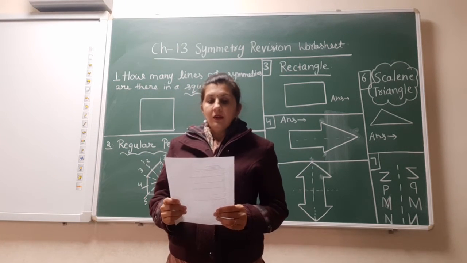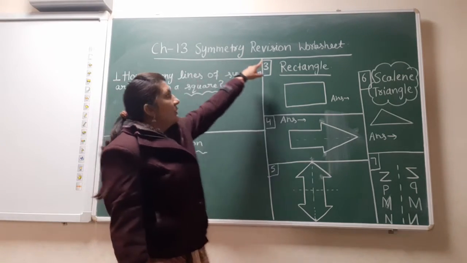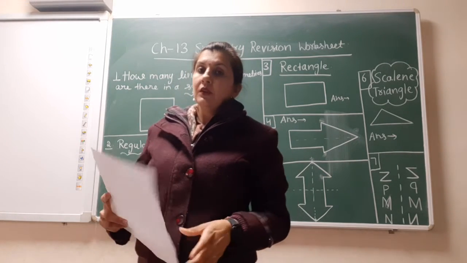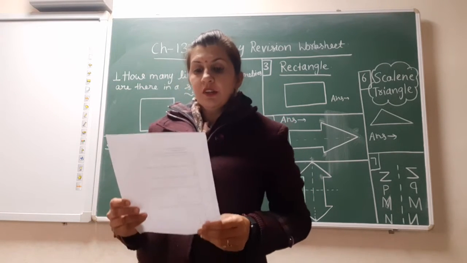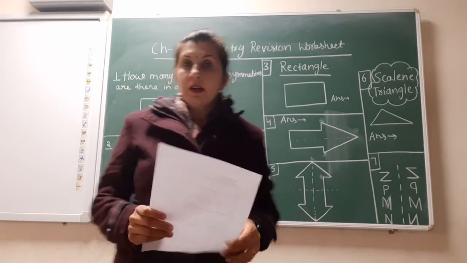Today we will solve chapter 13. The chapter name is Symmetry Revision Worksheet, the revision worksheet which I have given you. So this is the answer of this. The first question in this is how many lines of symmetry are there in a square?